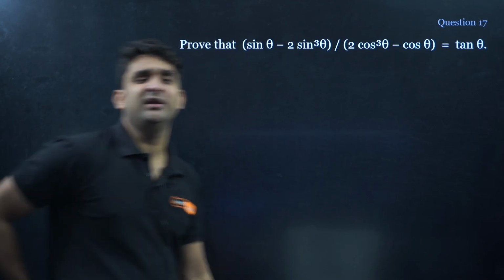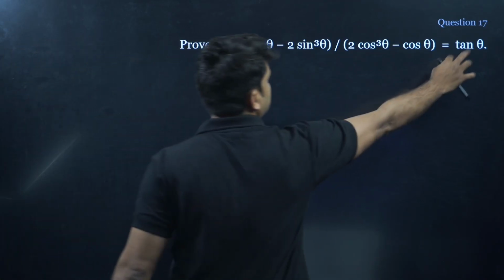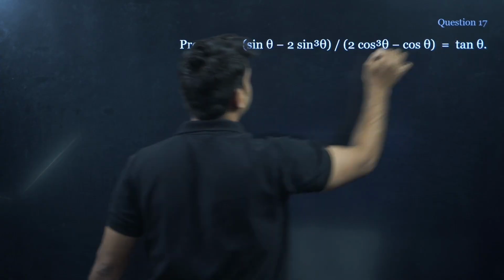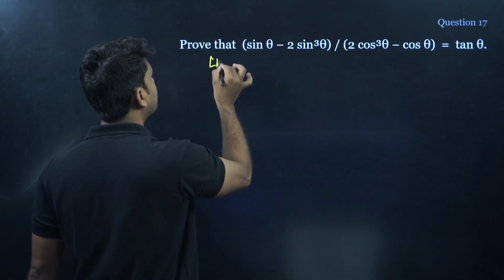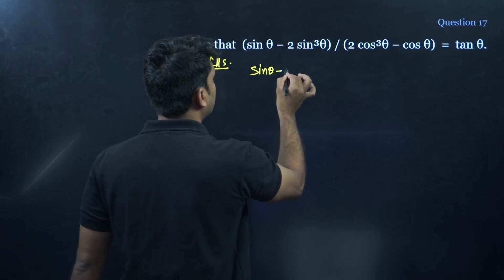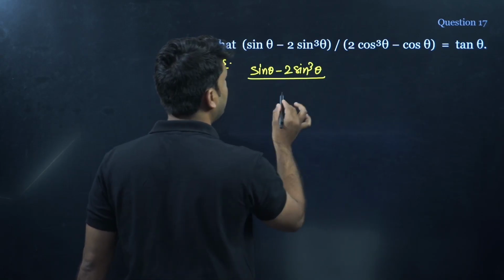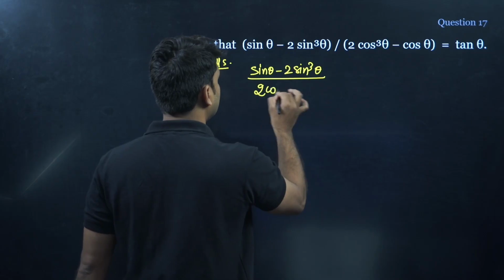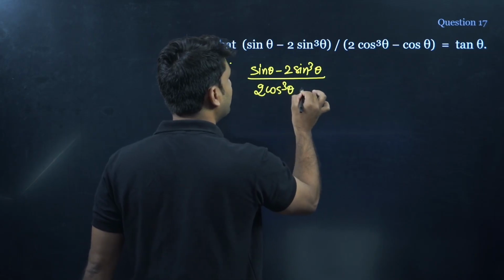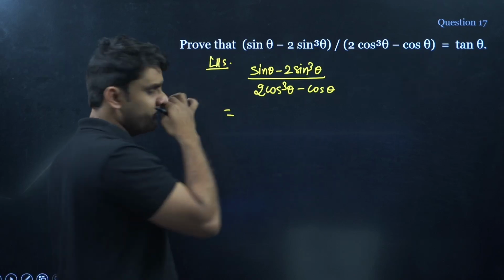Question number 17, very easy. We have RHS tan theta, and LHS is a very big function. LHS is sin theta minus 2 sin cube theta, divided by 2 cos cube theta minus cos theta. This is the question. What can we do?